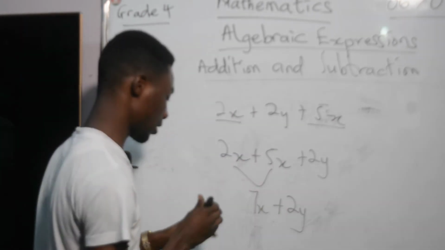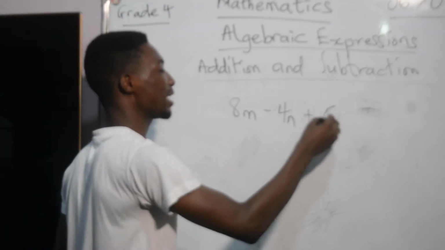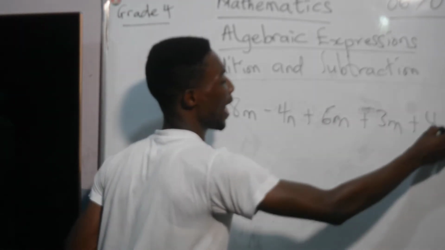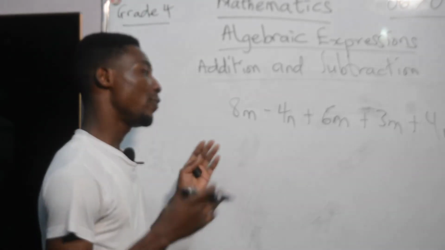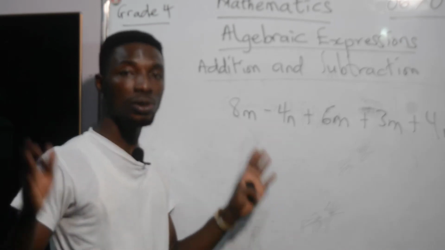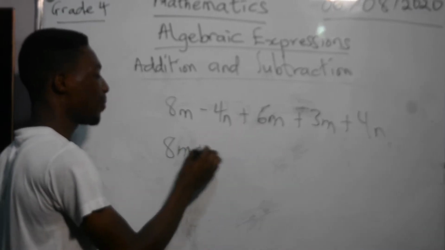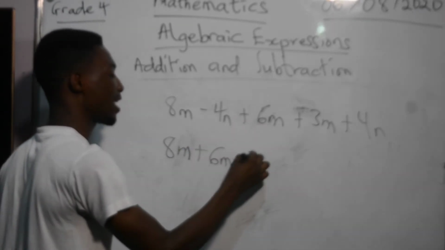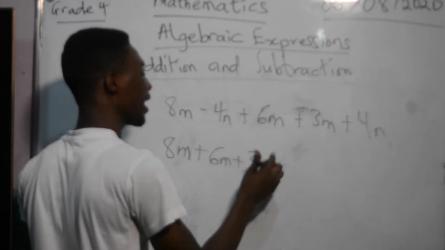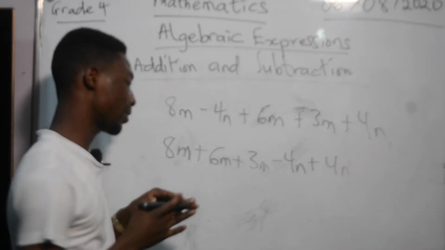Let's take another expression. 8m minus 4n plus 6m plus 3m plus 4n. Okay? We have to add like terms. So the first thing we do is to group the like terms. Put all the like terms together. So we have 8m. Now I have plus 6m. Also have plus 3m. These are like terms. Another set of like terms, minus 4n plus 4n.